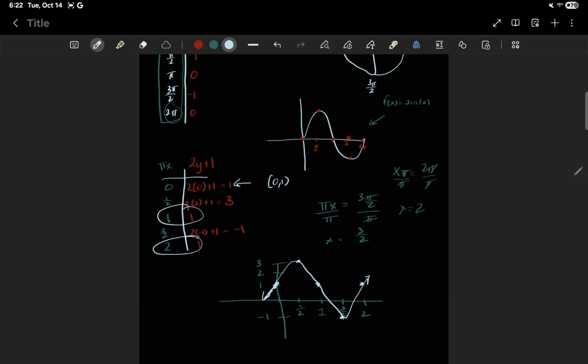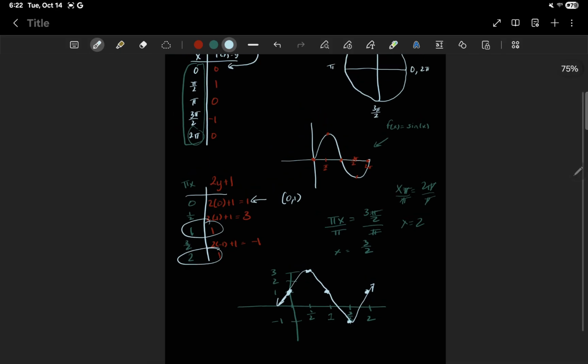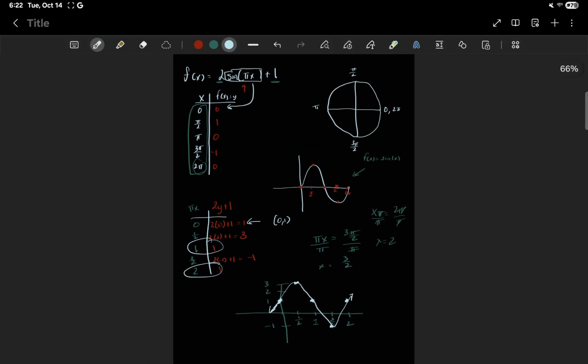Cool. It's not the prettiest picture, but it gets the idea across. I have my 5 points labeled, which is what you'll be expected to do on the exam, and my new table. Okay, so this is how you would graph a transformation of sine. All right, so let's do another one.